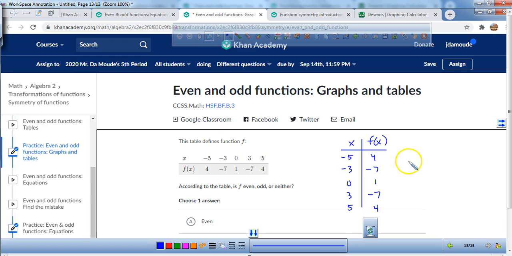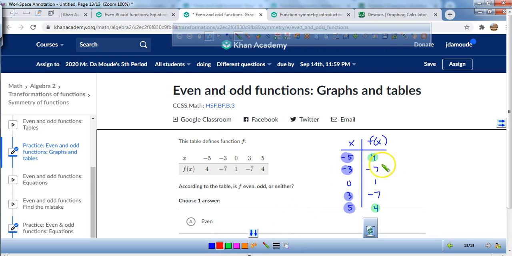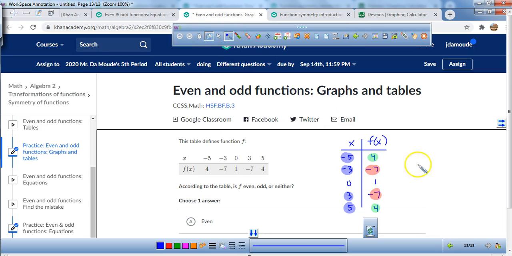All right. So what we're looking for is we're trying to look at the table and see if it follows any of the rules, whether they're even or odd. And one thing I notice right here is that the x values are opposite of each other, but the y values are the same. Just like these x values right here are opposite of each other, but these y values, the range, is the same. Now this basically follows symmetry across the y-axis.